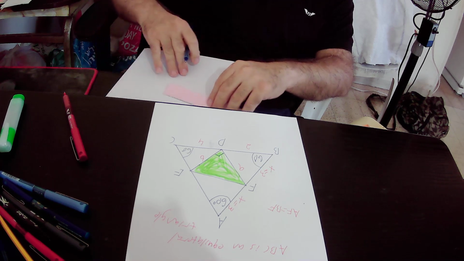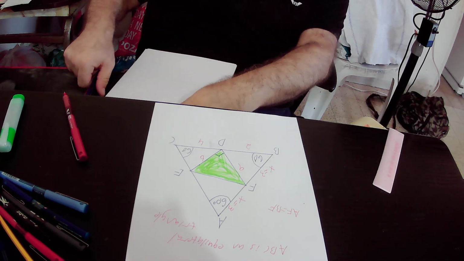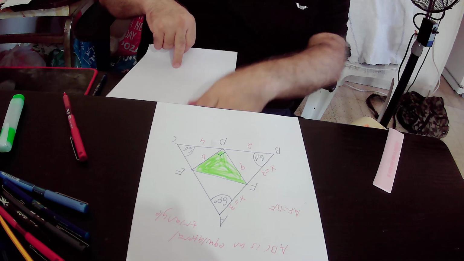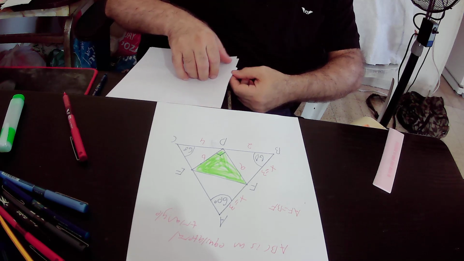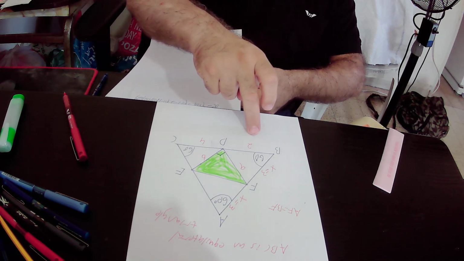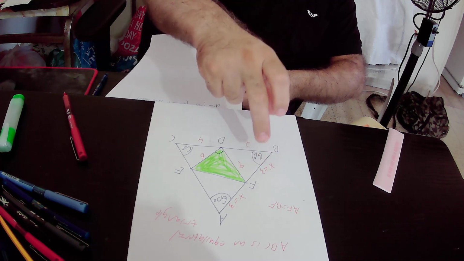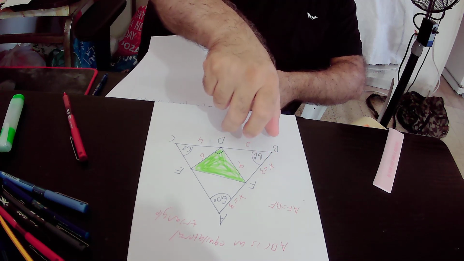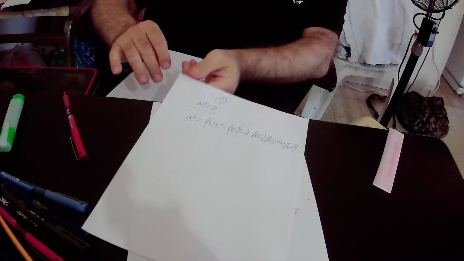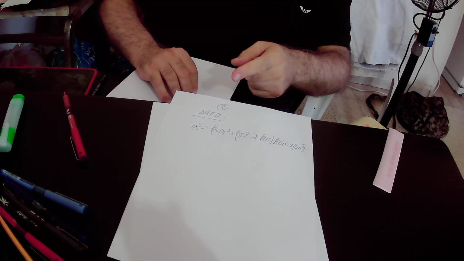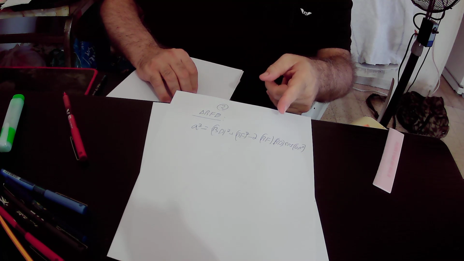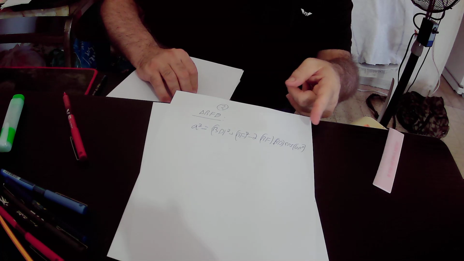So we implemented the law of cosines in triangle BFD, and according to the law of cosines, a squared equals BD squared plus BF squared minus 2 times BF times BD cosine 60 degrees.